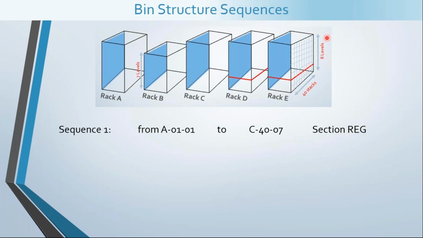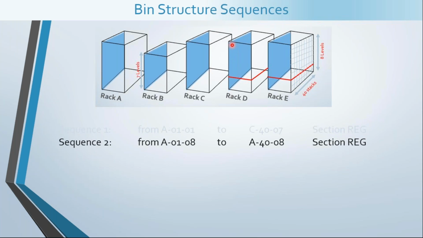system. Let's say we define the first sequence, which starts from A0101 and goes until C4007. So it starts from the bin available somewhere here, and then it goes to rack C, stack 40 and level 7. So this sequence covers the first 7 levels of rack A, B and C.